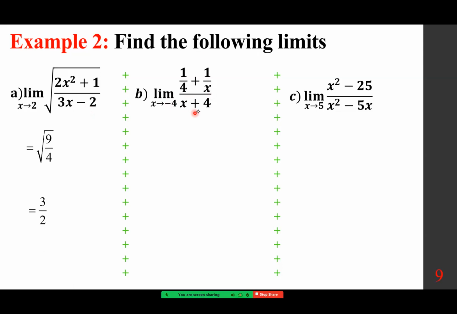For part B, if I plug in negative 4 to the top and to the bottom, what do you think I get?